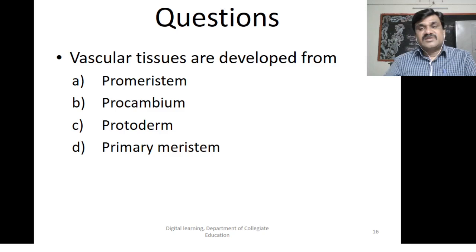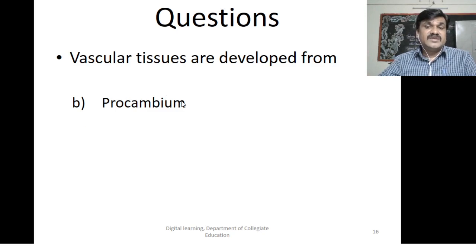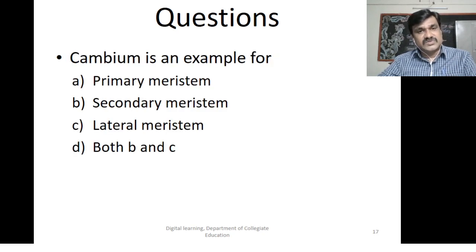Then vascular tissues. Vascular tissues are derived from which meristem? So which meristem produces primary vascular tissues? Promeristem, option A. Option B, procambium. Option C, protoderm. Option D, primary meristem. So the answer here is option B, procambium. Procambium is responsible for the production of primary vascular tissues.